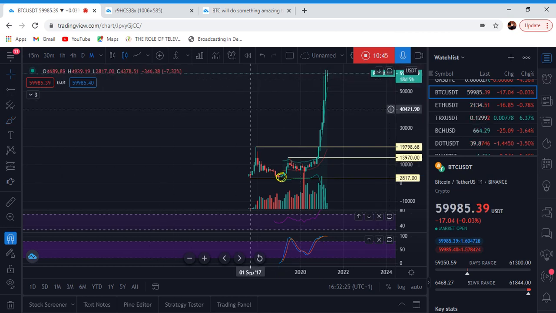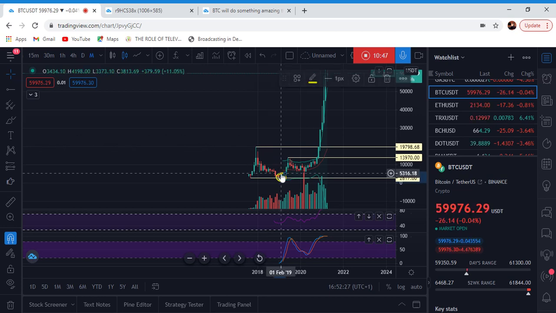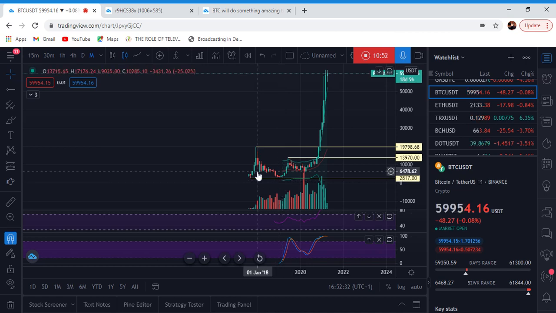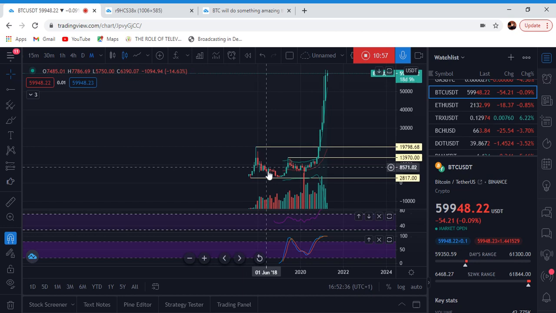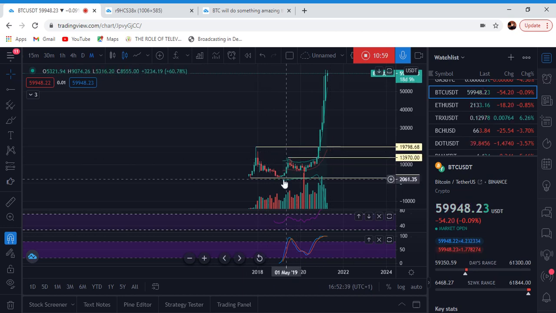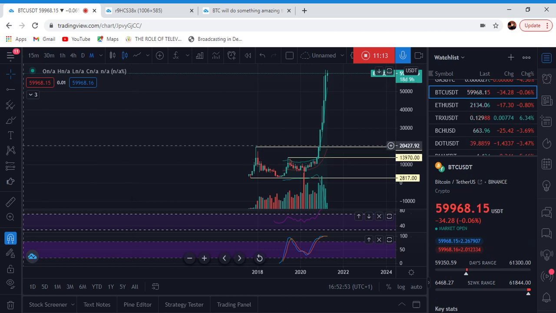Now let's take this off and see if we can find some other strong support and resistance zones on a monthly level. We've gotten our first support, our first resistance, and if you notice around this level, 1, 2, 3, 4, 5, 6, 7, 8, 9, almost 10 monthly candles respected this line. This tells you that this particular level is very strong. So we're going to mark it.